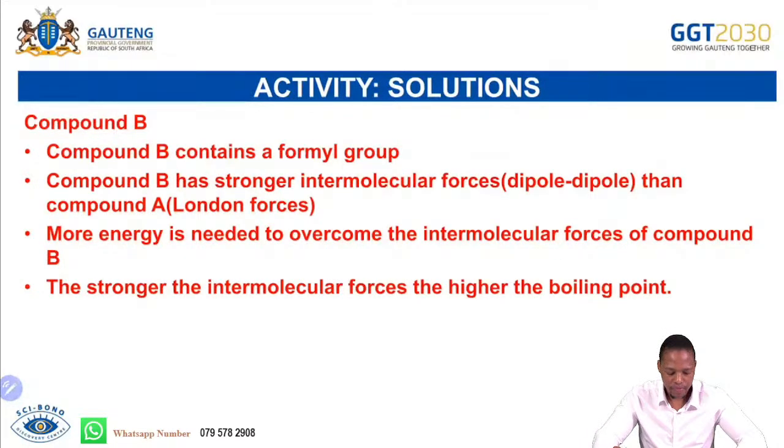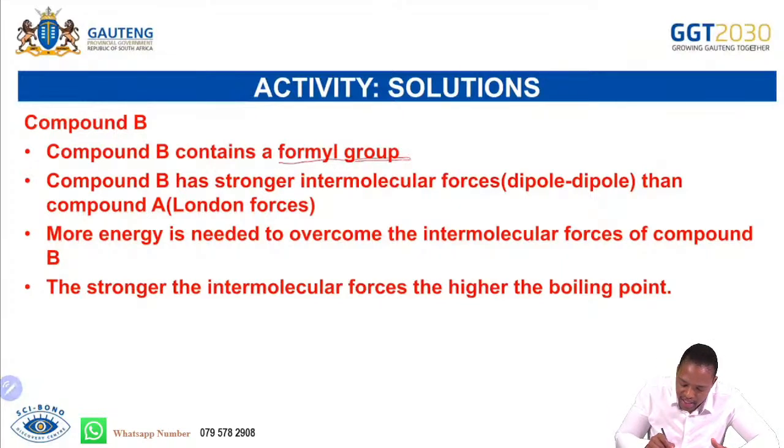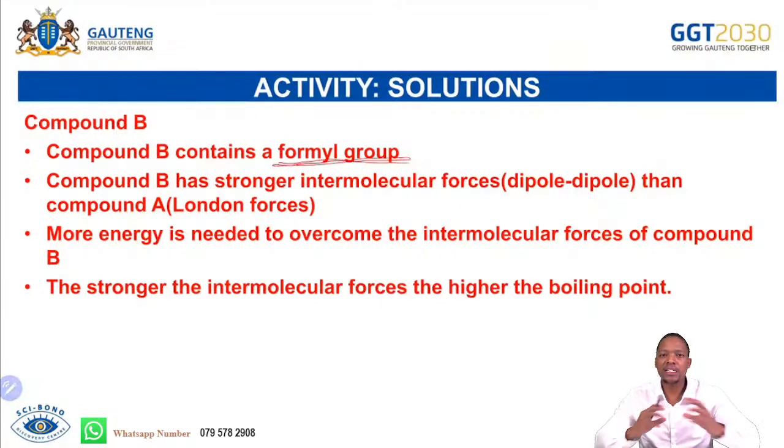Compound B contains a formal group. By saying this I'm identifying the difference in their structures. If I was talking about A, I would say, if I answered based on A, because you could also do that, I would have said compound A contains a double bond between carbon atoms. That's the difference between the two. The other one does not. But I'm doing according to compound B. Let's do compound B and then finish.